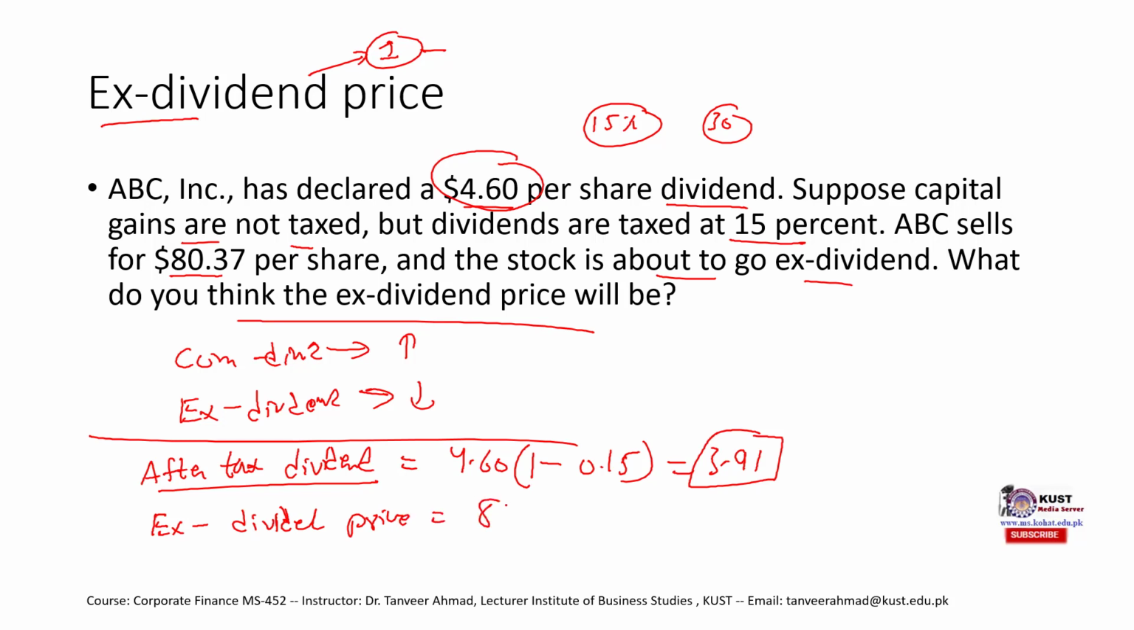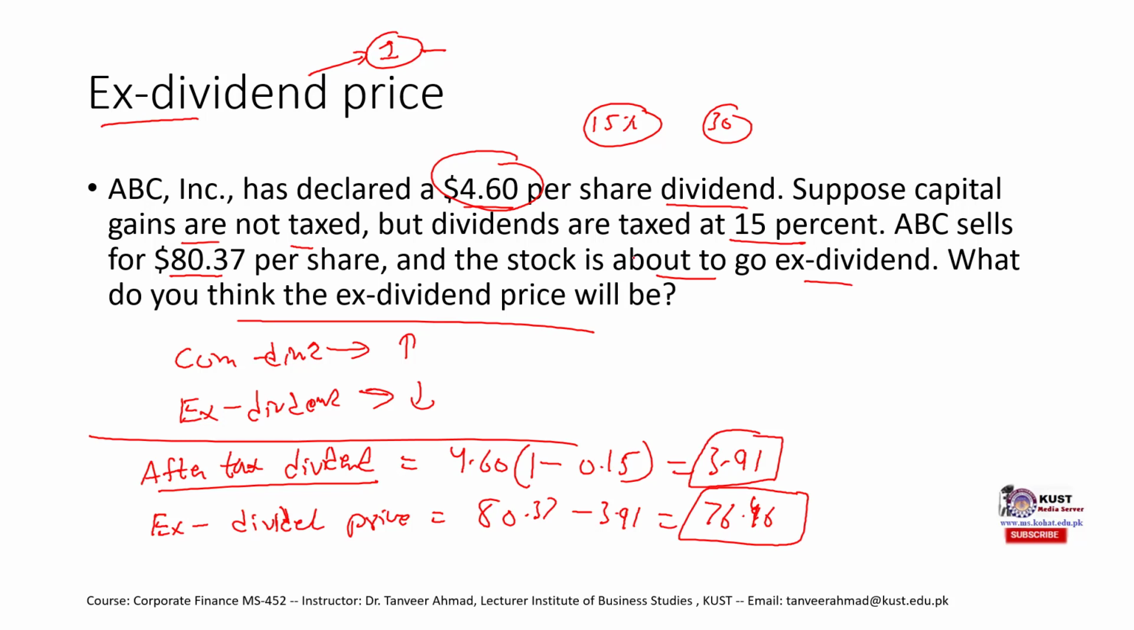And this would be the share price. Okay, so the idea is that the share price would decrease by the amount of dividend on the ex-dividend date. So it would decrease by 3.91, and approximately its price on the ex-dividend date would be 76.46.